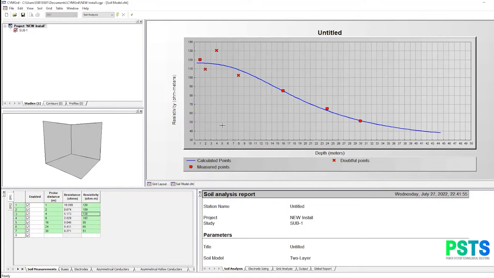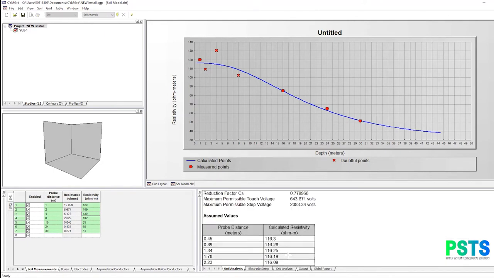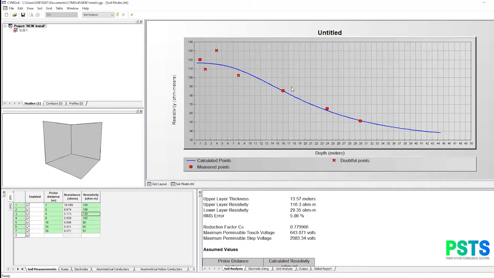Okay, so the program basically tells you that it computed the soil up to, let's say, 30 meters here. It does the average of those. It says, okay, this is the average of those. I have computed around, let's say, 116 ohm meters. And here, it estimates something like 30 ohm meters.